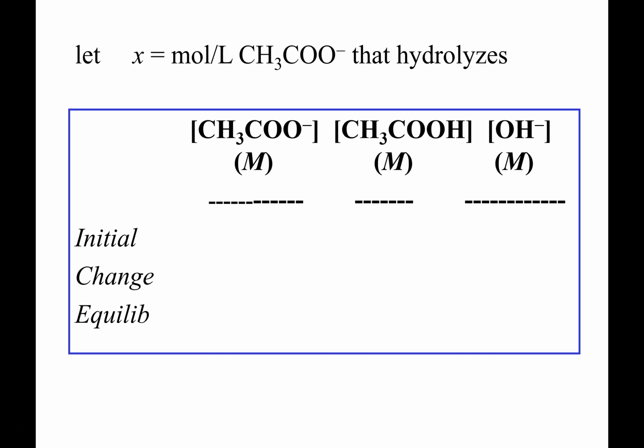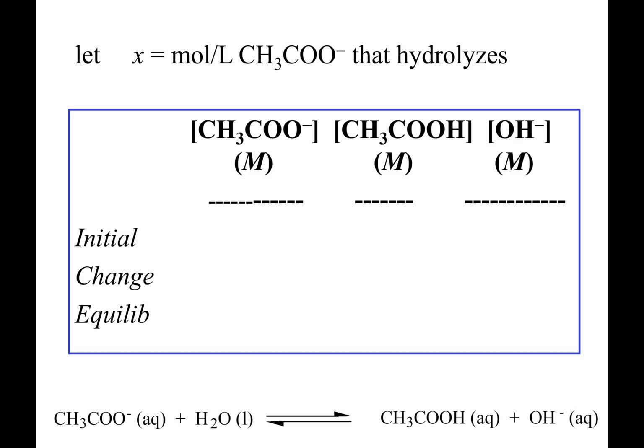Okay, so here's our ICE table. Like I said, it feels like so long ago. The initial concentrations across the board, we're assuming you're starting out with 0.0500 molar of your acetate, nothing of your acetic acid, nothing of your hydroxide ion.